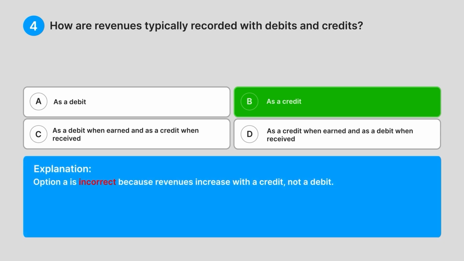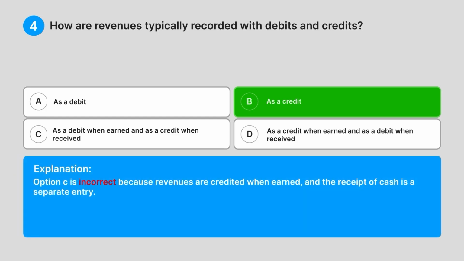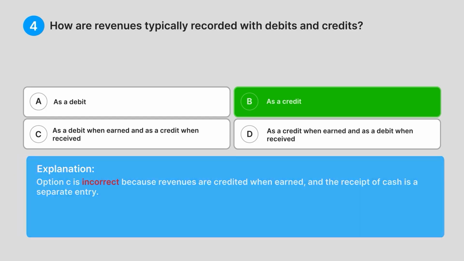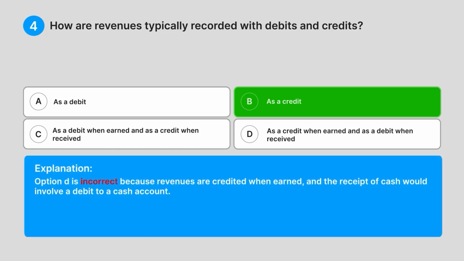Option A is incorrect because revenues increase with a credit, not a debit. Option C is incorrect because revenues are credited when earned, and the receipt of cash is a separate entry. Option D is incorrect because revenues are credited when earned, and the receipt of cash would involve a debit to a cash account.